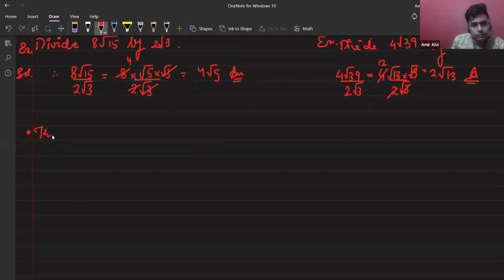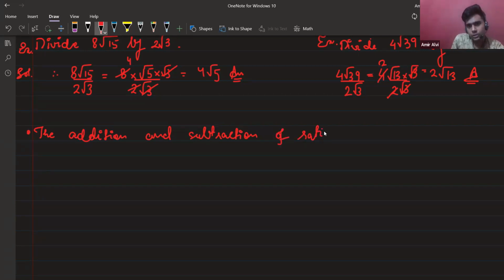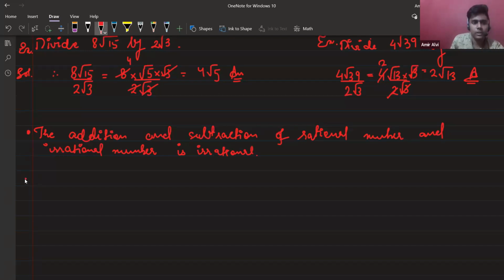like the addition and subtraction of rational number and irrational number is irrational. Okay, the first point is this.